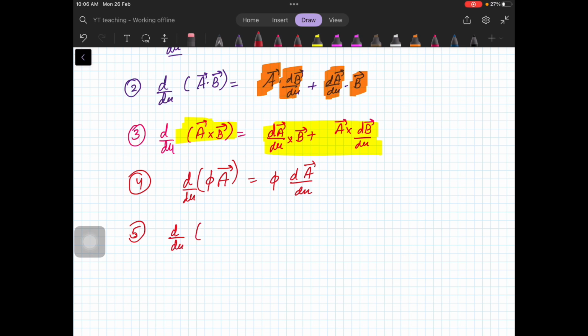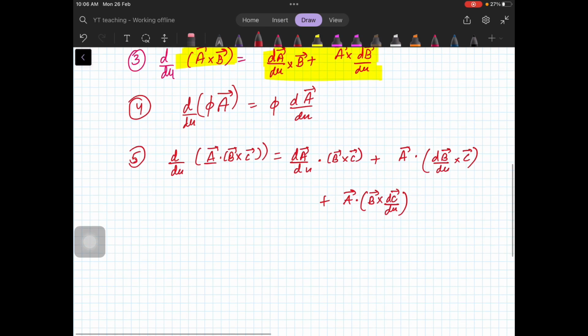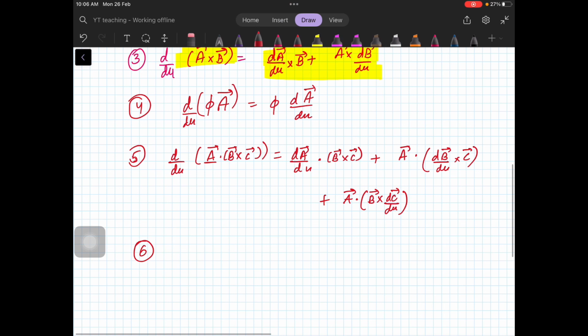If you have the scalar triple product, how do we solve it? Here also we have the same property. You differentiate the first vector and keep the other two vectors as such with the same symbols, then you differentiate the second vector and keep all other vectors as such, and for the last one you differentiate the third vector and keep all other vectors as such. So this is another property.